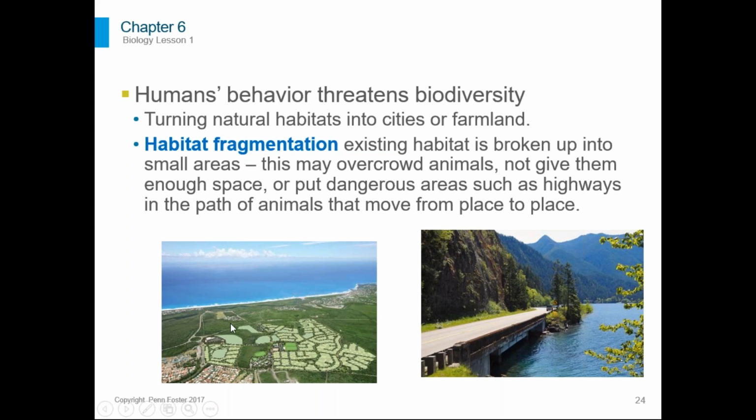So some examples of that you can see in this picture on the left. There are some kind of open field areas, and then they're surrounded on three sides by development that's going to be housing and businesses. And you can see on the right, you've got a highway running right next to the water. So if animals go to the water to drink or swim, hunt for food down there, to get back to the rest of the forest, they have to cross over a highway. So that's habitat fragmentation. We're putting them in danger and affecting their lives by having human stuff in the way.